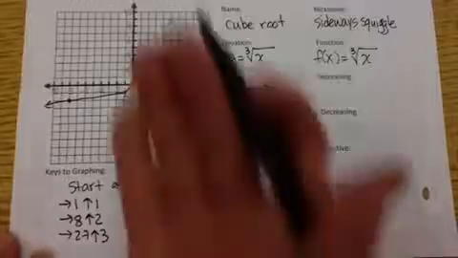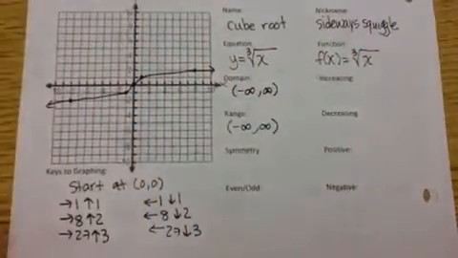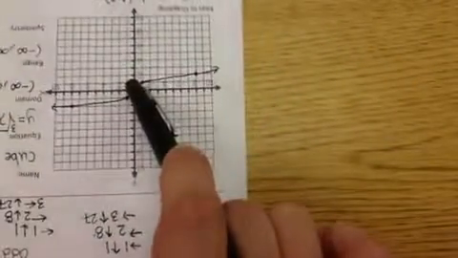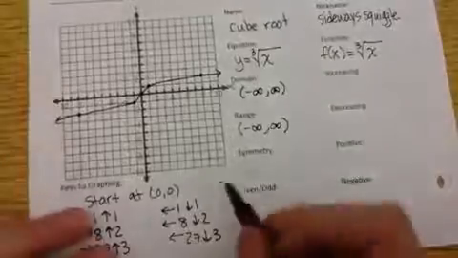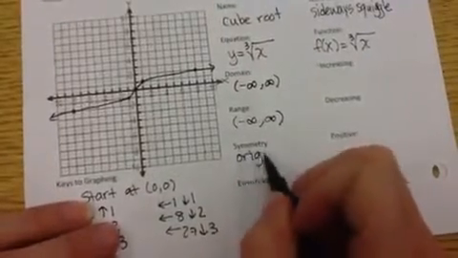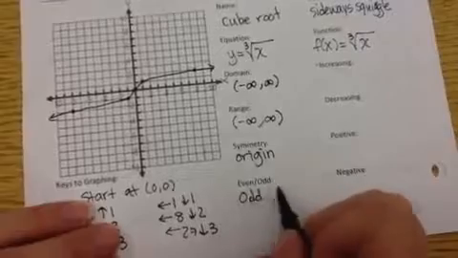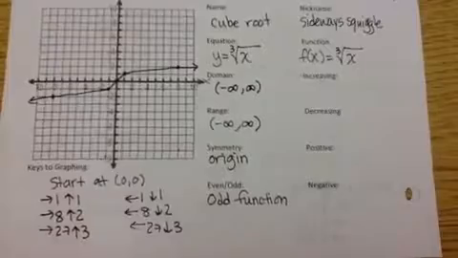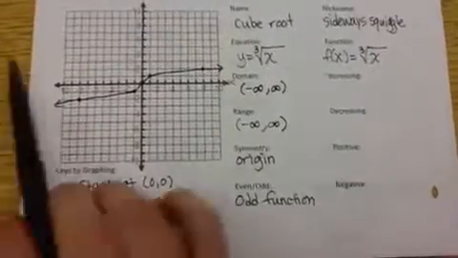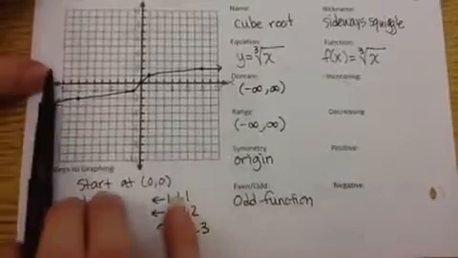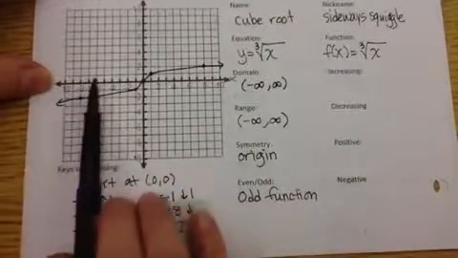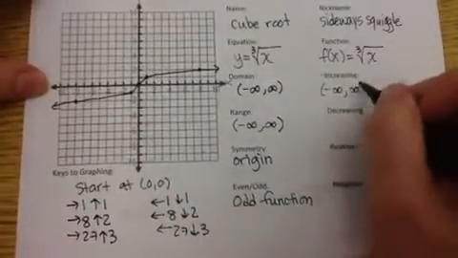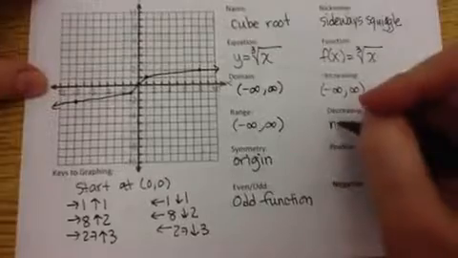Let's check for symmetry. If I fold it across the y-axis, it does not match up. If I rotate it 180 degrees about the origin, I end up with the same graph I started with. So it has origin symmetry, which means it is an odd function. Where is this graph increasing? As I travel left to right, from negative infinity to infinity, if I were on that function, I would be constantly going uphill. So this function is increasing from negative infinity to infinity, and it's decreasing nowhere.